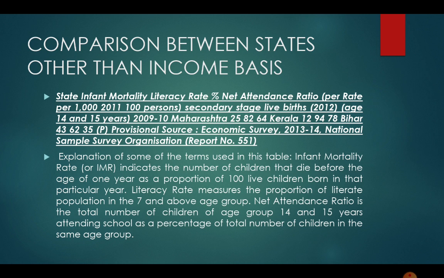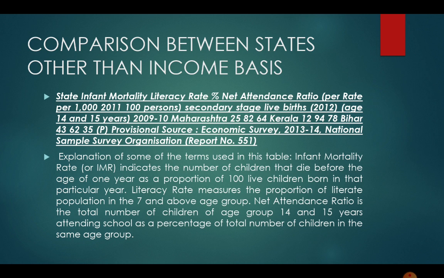So Maharashtra has infant mortality of 25, literacy rate of 82 and net attendance of 64, means out of 100 students, 64 students come to class. Kerala has infant mortality 12, so it should be low. Literacy rate is 94, it is very good, and attendance ratio is 78, means out of 100 students 78 attend the class. And in Bihar you can see these all are in the middle, means these are not at all good.